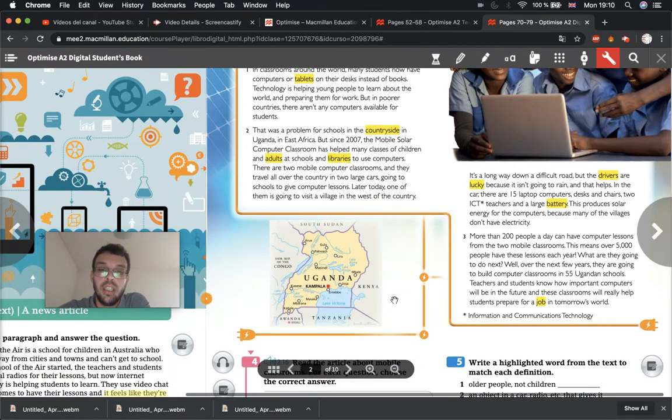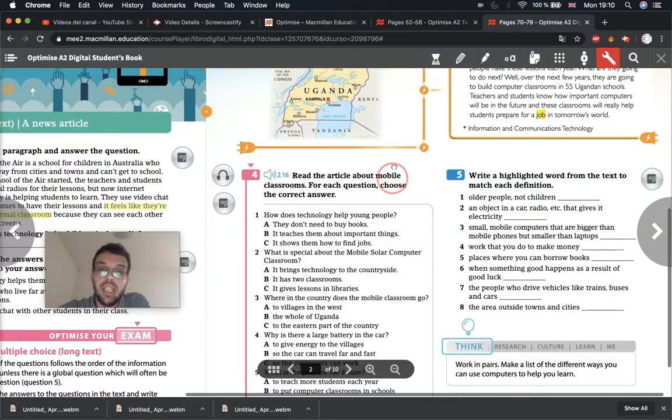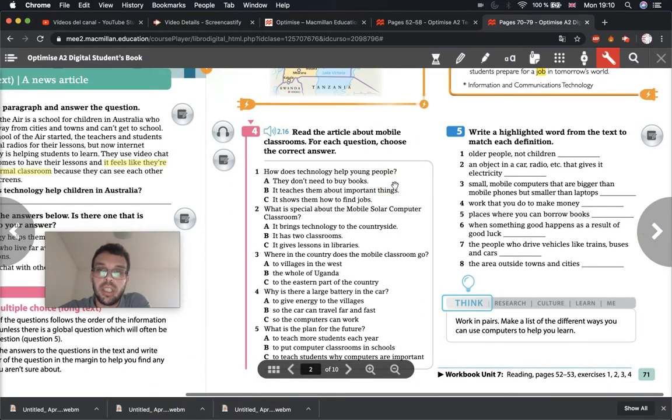All right. So what we're going to do is we will look at our questions. Here are our questions. We've got 5 questions. And we are going to find the answers in the text. That's what we're going to do first. We'll find the answers in the text, and then I'll let you decide which is the correct answer here. So let's look at our first question.